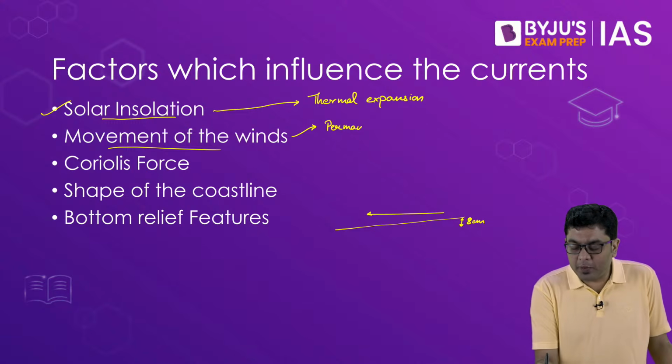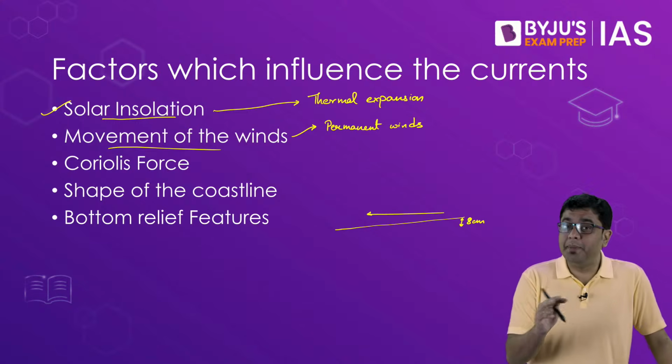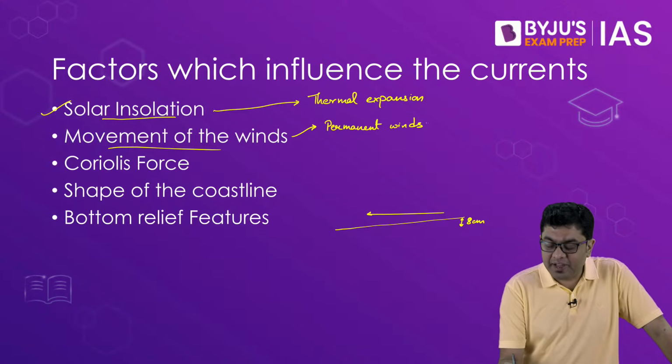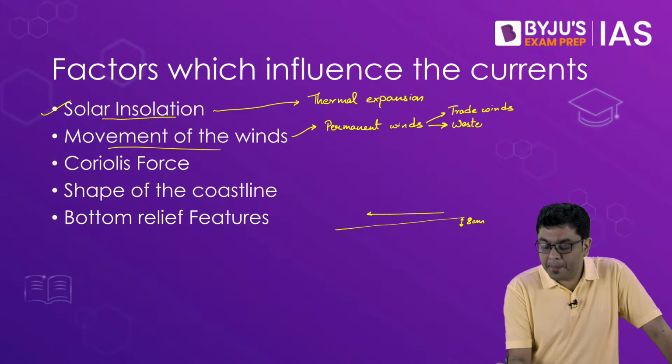And which are the permanent winds? We have the three basic permanent winds in each hemisphere. We have the trades or the trade winds. Then we do have the westerlies in existence. And then we have the polar easterlies.